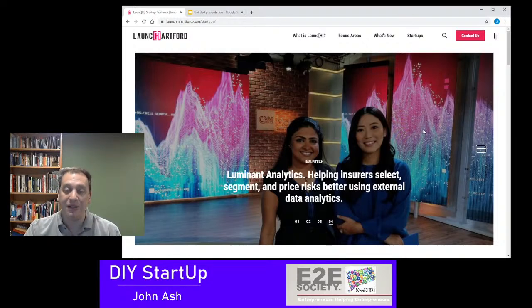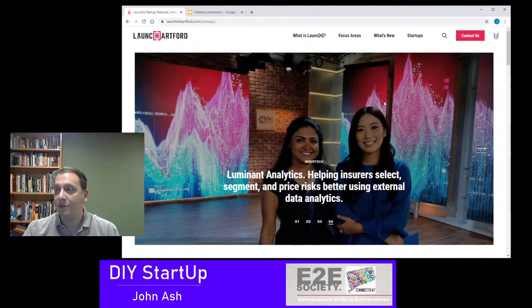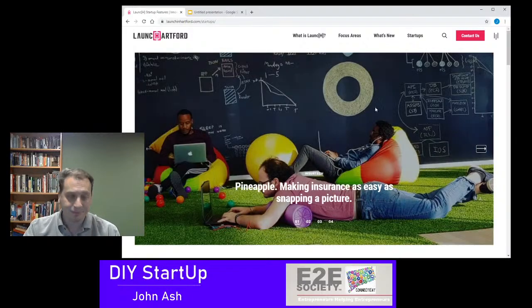But you know, if you were going to work for Luminant Analytics, you would want to take a look at something like this. And the first thing that you would see would be the environment that they're working in right there. I don't really see any desks, but it gives you an idea of the mood, right? Let's look at the next one. Oh, look at this. Okay, pineapple.